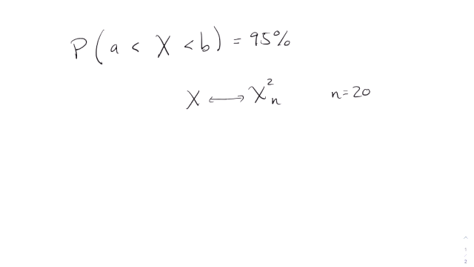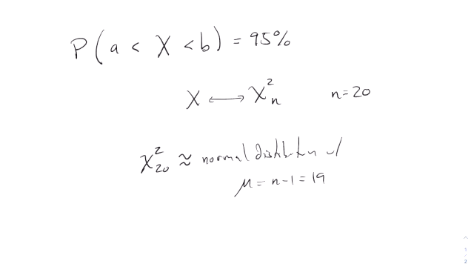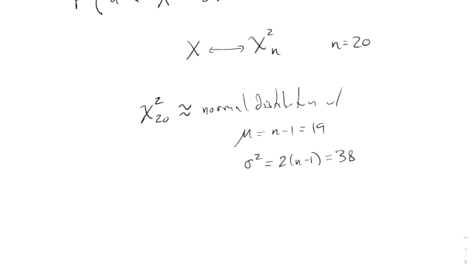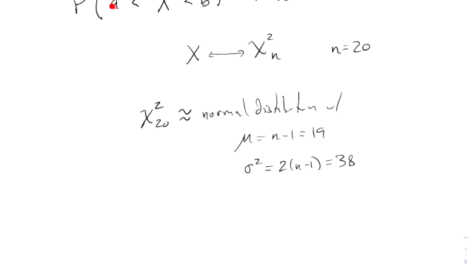Okay. And so you know that if you think about the chi-square 20 variable, this is vaguely close to a normal distribution with some mean. Mu is actually n minus 1, which in our case is 19, and the variance is twice n minus 1, which is 38. And so you could replace this by such a normal variable and come up with these estimates a and b.